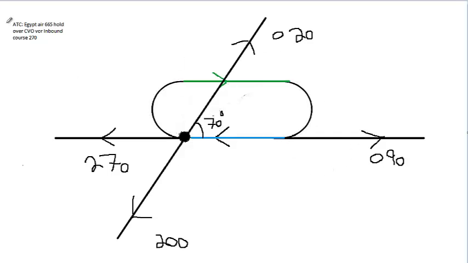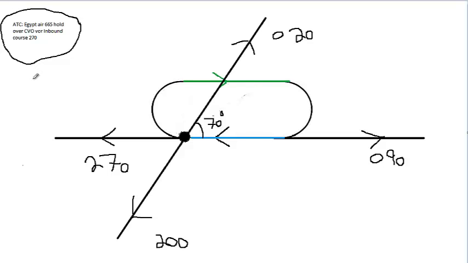Now, how did I know that the ATC instruction, this instruction here, is for a standard hold? The rule is as follows: if the ATC did not specify right turns or left turns, we assume it is a standard turn. So here ATC said Egypt Air 665, hold over Charlie Victor Oscar VOR inbound course 270. So he didn't say left or right turn, so I'm assuming always a right turn.